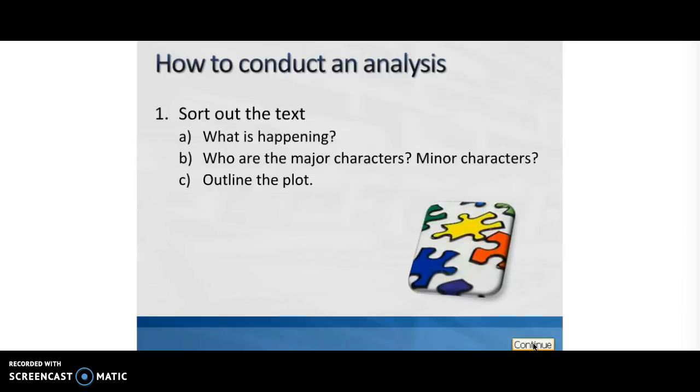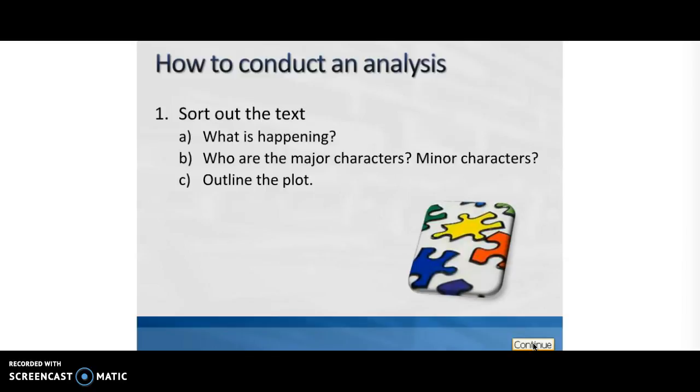Regardless of how you complete these steps or if you return back, make sure that you do complete all of these steps in the process as you analyze a text. Generally, when you begin an analysis, you start by sorting out the text. You figure out the plot, and this can be particularly important for poetry. What's happening in the poem? That's a question I ask myself from time to time as I'm working through that. Who are the major characters, and what are they like?